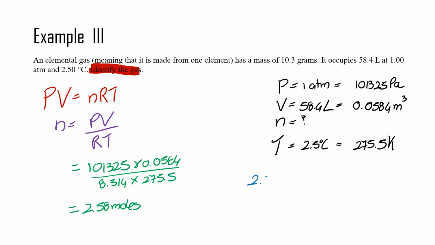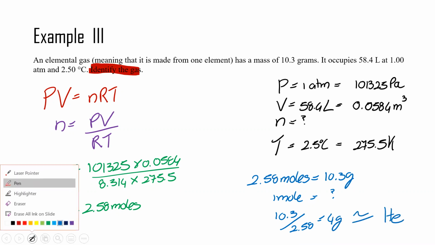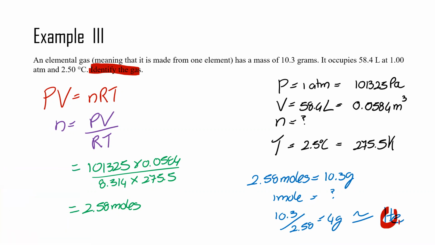So 2.58 moles is equal to 10.3 grams. 1 mole is equal to how much? And this would be 10.3 divided by 2.58, which is equivalent to 4 grams. Therefore, it would be helium. So this gas would be helium.